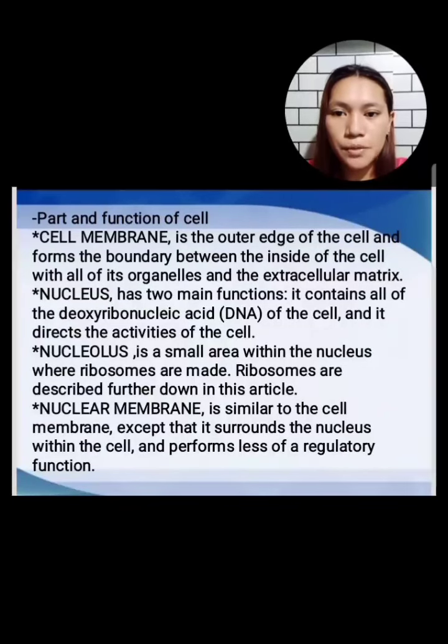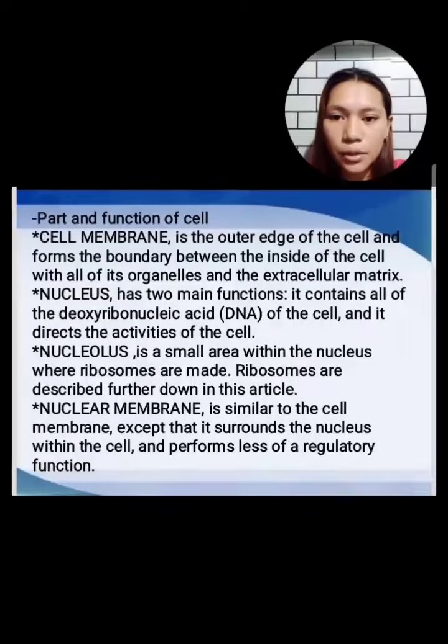Parts and functions of cells. First one is cell membrane. It is the outer edge of the cell and forms the boundary between the inside of the cell with all of its organelles and the extracellular matrix.